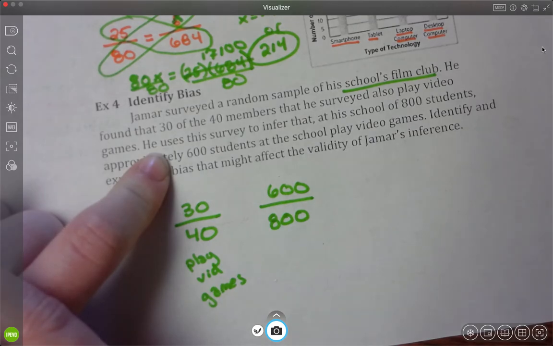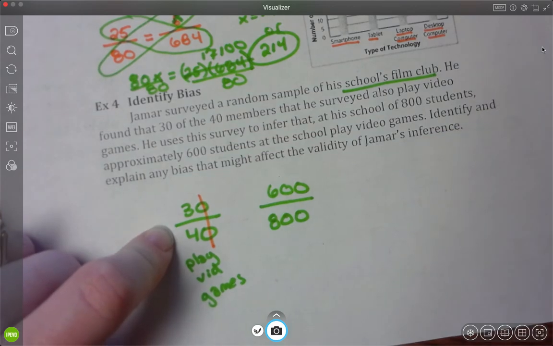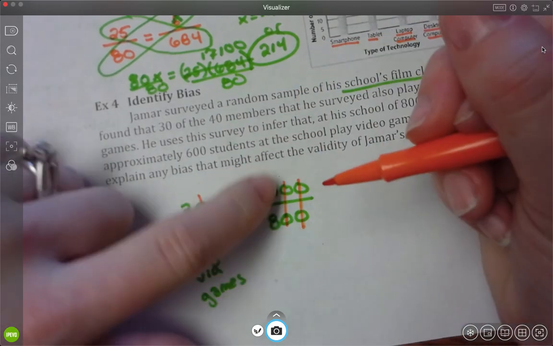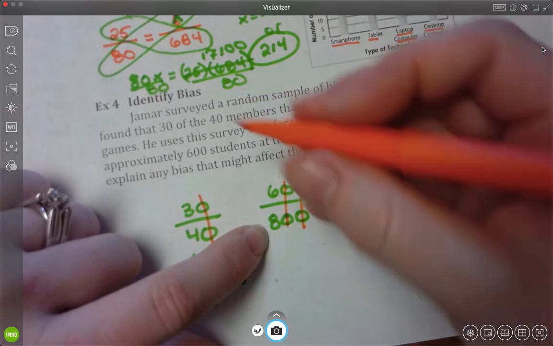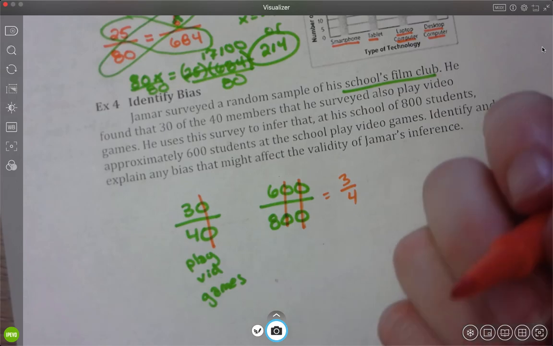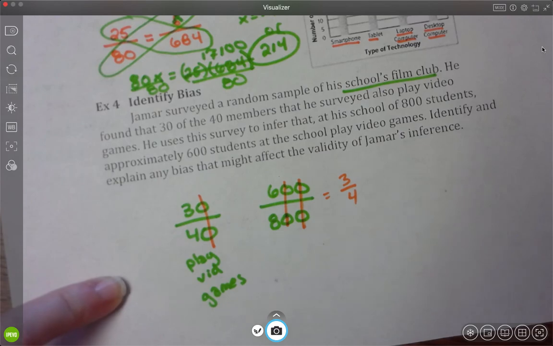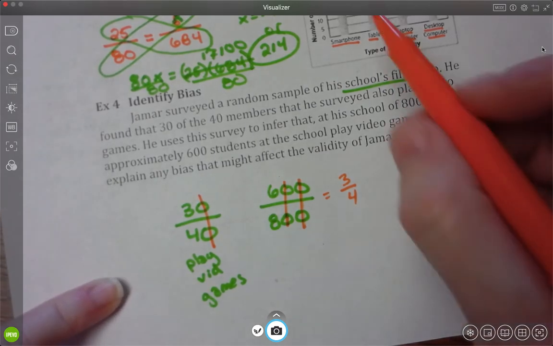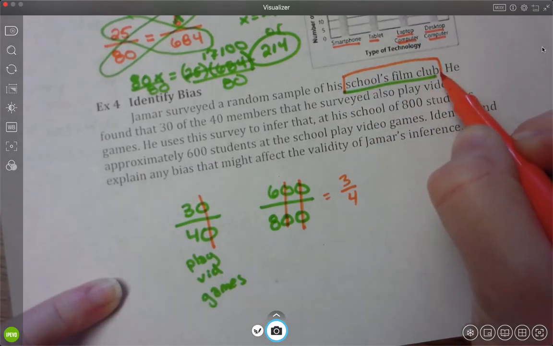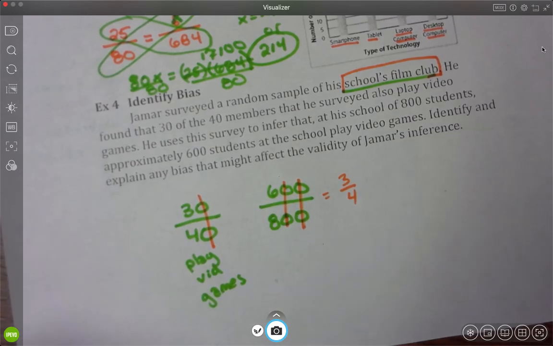Okay, well, I guess that makes sense, right? 30 over 40 is 3/4 if I knock off a 0. 600 over 800 is also 3/4. So doesn't that make sense? You know, that he would conclude that? Well, it says identify and explain any bias that might affect the validity of Jamar's inference. So he made the correct inference, but look who he surveyed. The high school film club, right? Well, if people are in film club, are they probably more likely to play video games? Yeah.